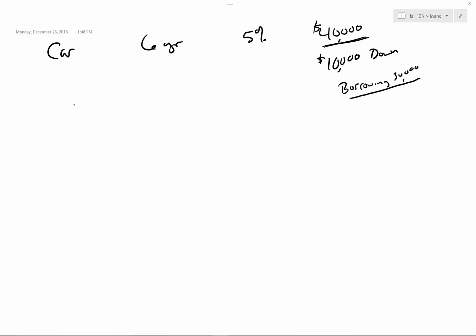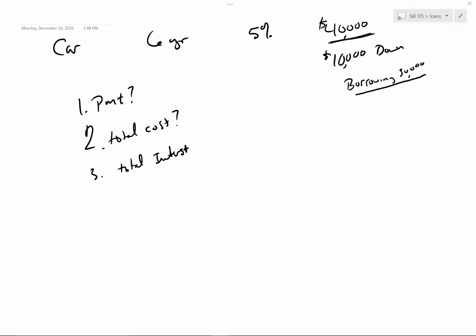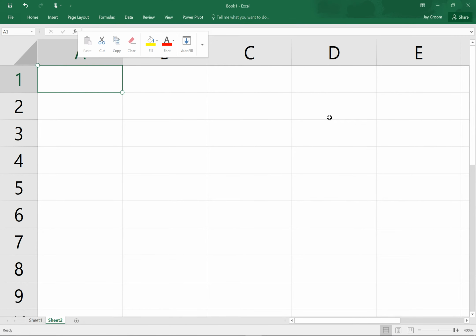So obviously, things we want to know first. Number 1, what is the payment? Number 2, total cost. These are pretty much the things that always go off in my mind, whether anybody's asked me a question or not. Payment, total cost, total interest, all that good stuff. All right, so let's go look at it. So 30 grand.